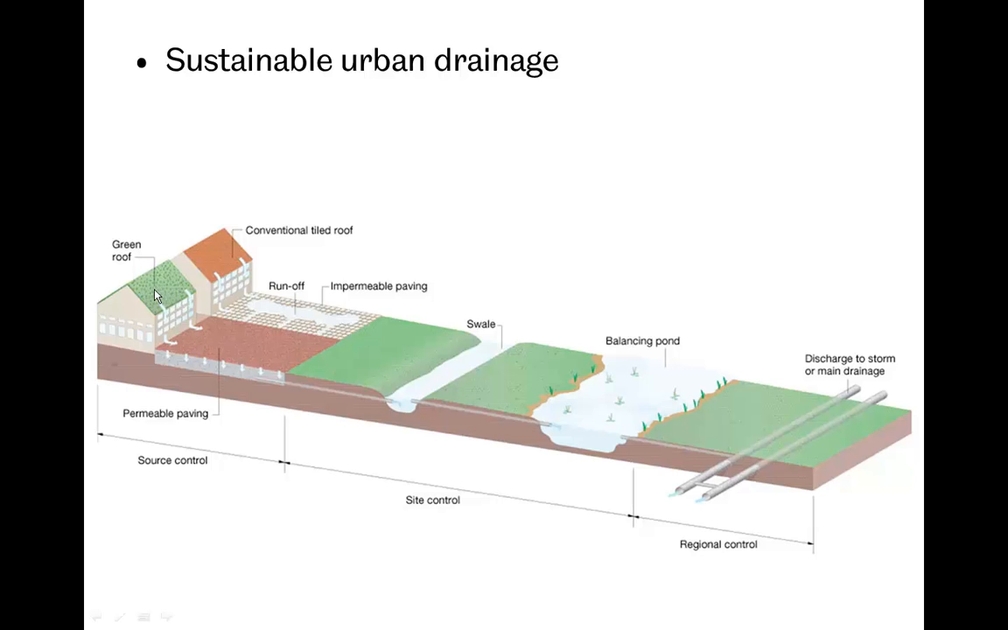Now, if we look at the example at the bottom, we've now got what is called source control. So we've got a green roof here, and we've got permeable paving. Permeable paving allows a lot of the rain to permeate through it into the ground. You can sort of see that represented by those arrows there. So at source, we're controlling that runoff immediately. We're capturing it and slowing it down on the green roof, and we're allowing it to permeate through our paving. Now, moving on then to site control, we've got a few measures here on a site level to prevent that rain from creating flood conditions. The first is a swale.